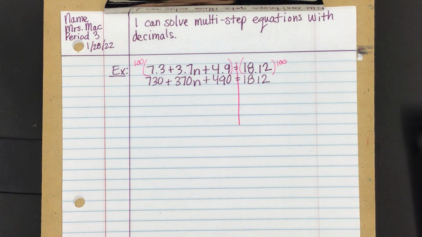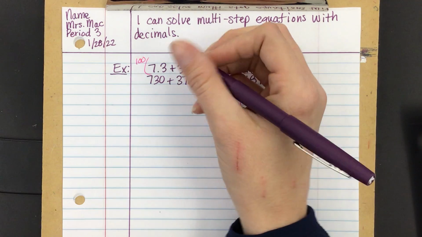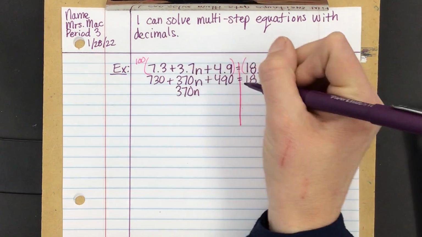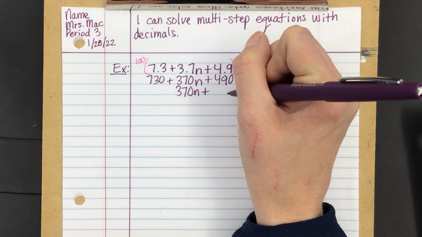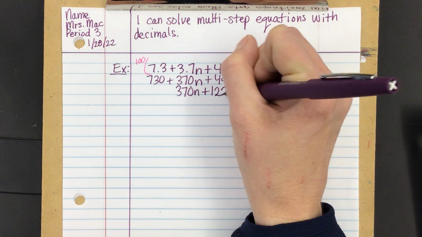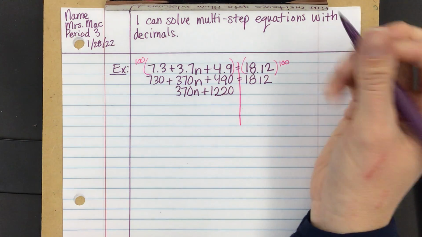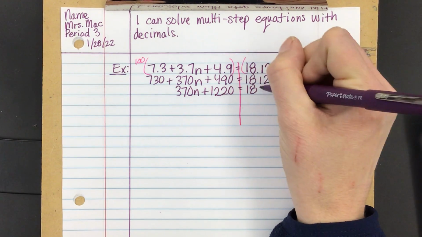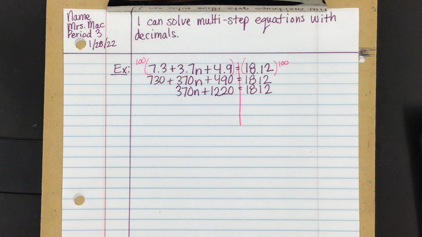Okay. Now that we've cleared the decimals, we're going to approach this just like we have over the last couple of days. We're going to distribute if we need to, combine like terms, get our variables to one side, and solve it. Now, in this case, there's no grouping, so we can go ahead and just combine like terms. So this will be 370n plus 1,220, I believe. Okay. Now we have a two-step equation. Let's just go ahead and solve it.